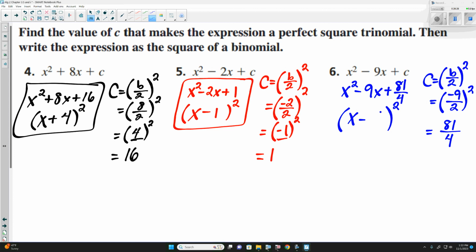And this here would be x minus 9/2. Yes, 9 over 2. And that's it. And this here is the key to solving by completing the square. This is the biggest part of the whole thing. Questions on any of this here?